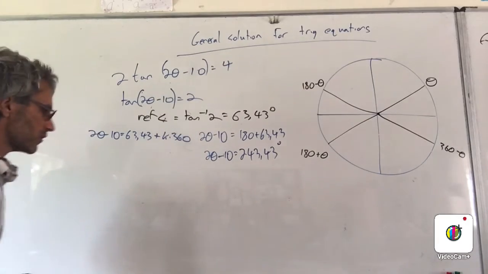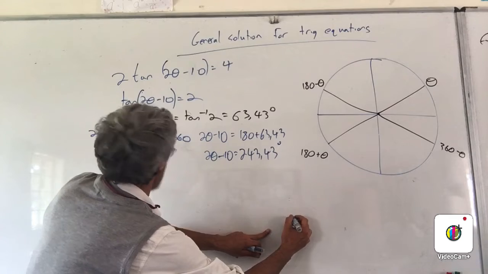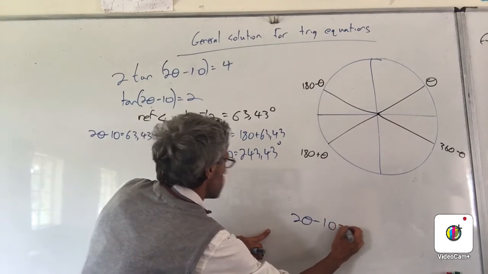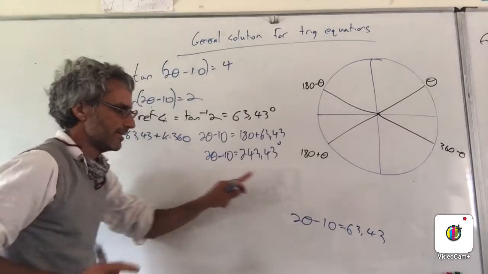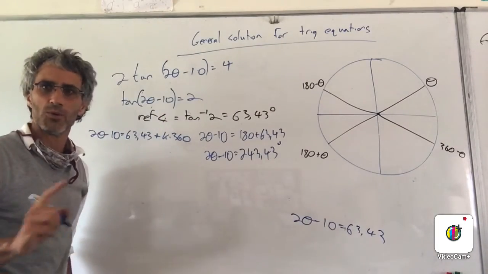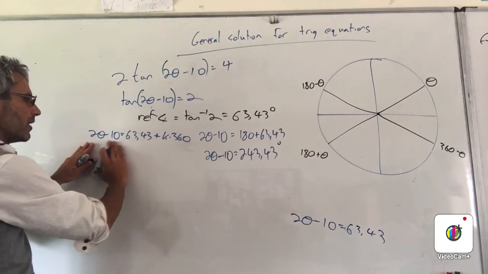Now, just for the hell of it, I'm going to write down the way I wrote it. What did I write? 2 theta minus 10 equals 63.43. And I want to show you why, if I carried on, it would be wrong. You'll see in a second. Okay, let me answer your question in a minute. Now let's solve that.